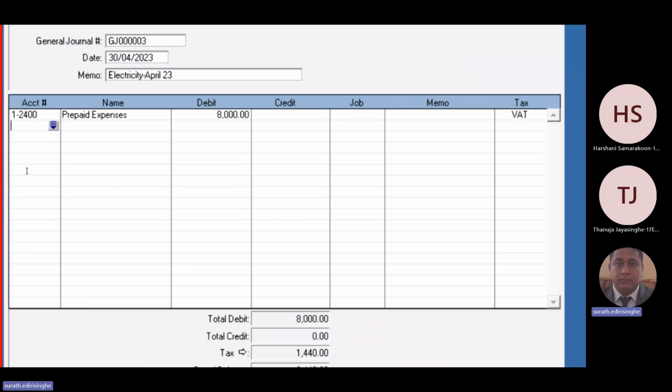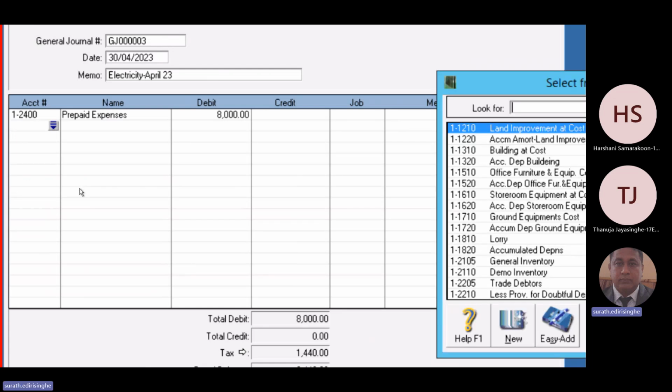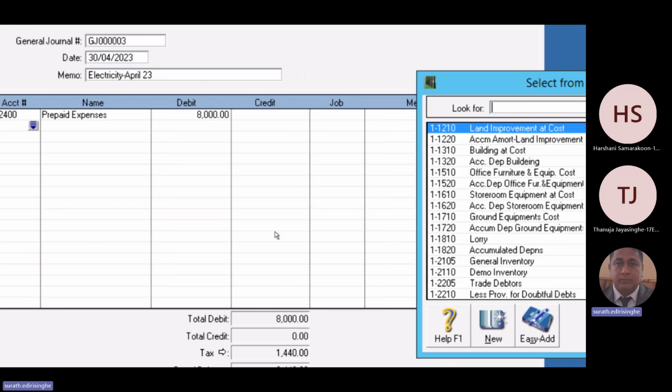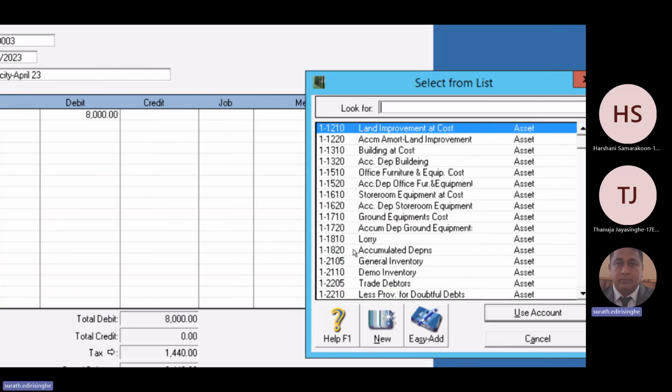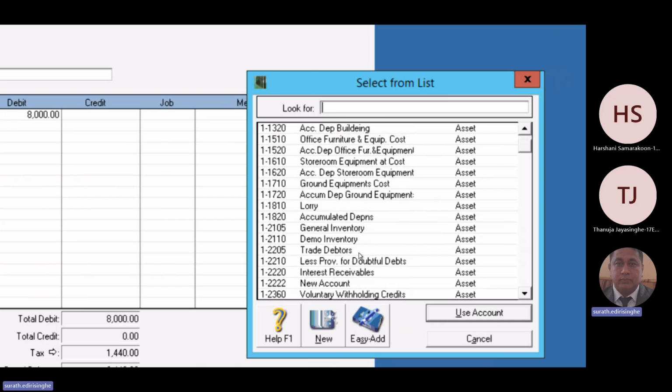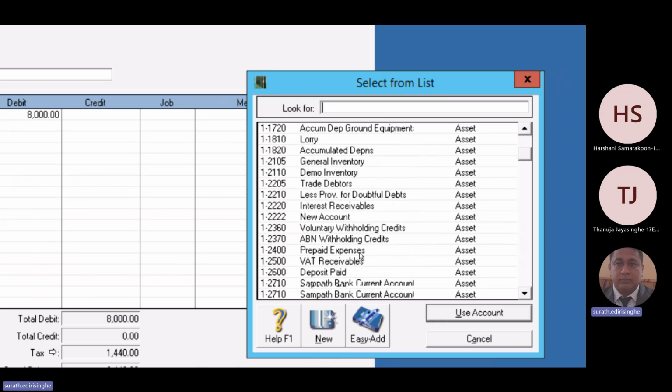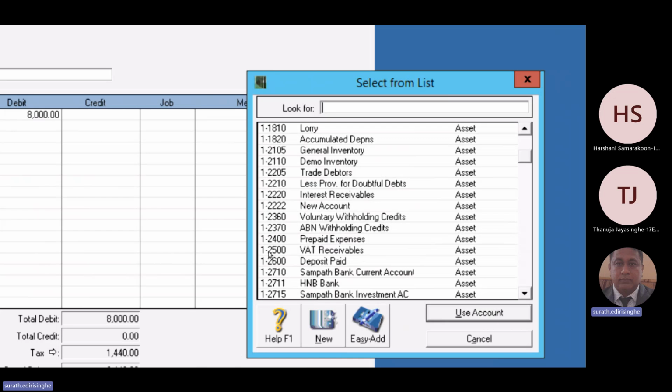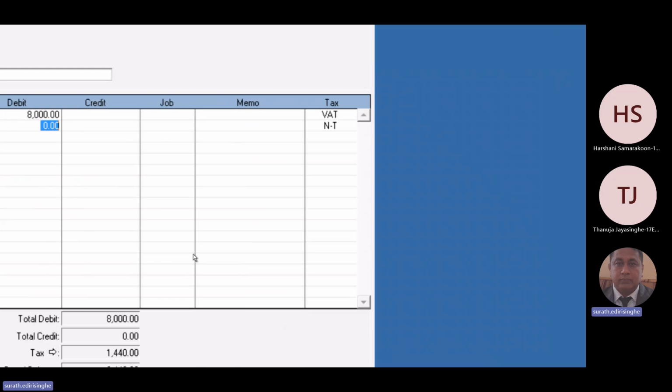Now credited to, there are two options. Either you credit the relevant expense account or a cash or bank account. Now this time I credit the bank or cash account, the actual payment, otherwise the transaction. Now look at it. Now I credit my HNB account. From the HNB account, credited not 8,000, credit and VAT liable.